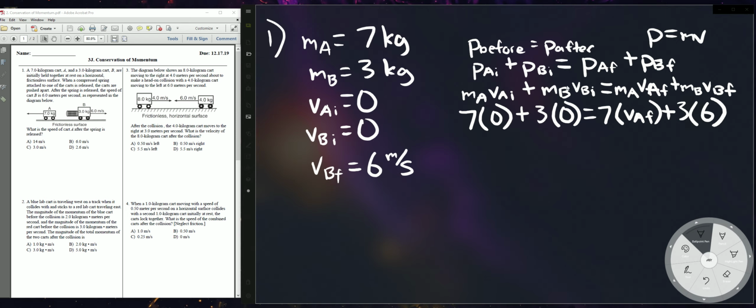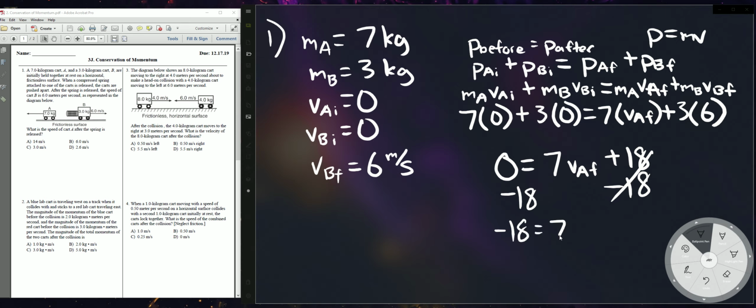So all you do is replace the variables here. That's all you're doing. So 0 equals 7 VAF plus 18, minus 18 on both sides, then divide by 7. So you're going to get somewhere around 2.5, and so you're going to get negative 2.6 meters per second is equal to VAF.